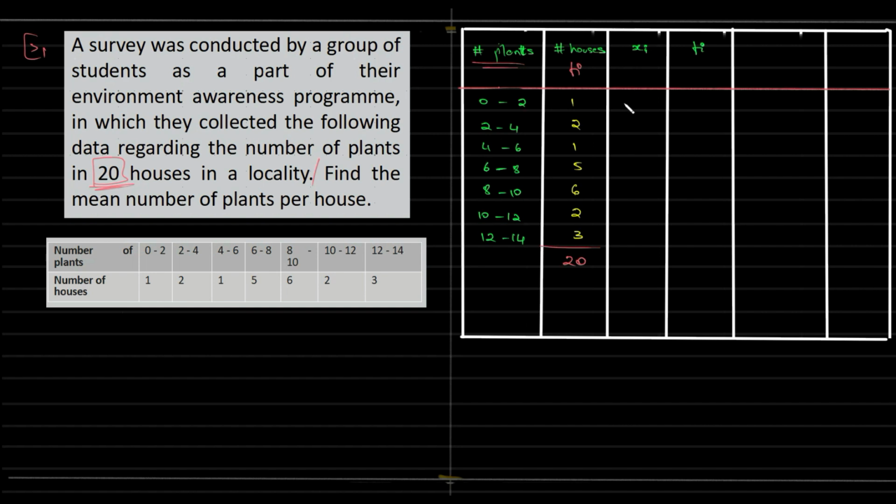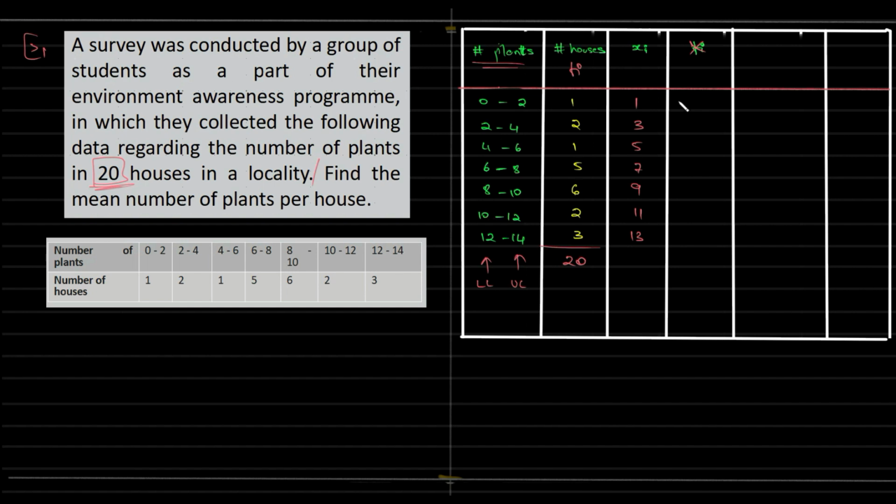So moving on, if you want to find the mean, the very first thing we have to do is find the class mark, xi. Class mark is nothing but upper limit plus lower limit divided by 2. 0 plus 2 divided by 2 is 1. 2 plus 4 divided by 2 is 3. 5, then 7, 9, 11, 13. Right? This is your xi.